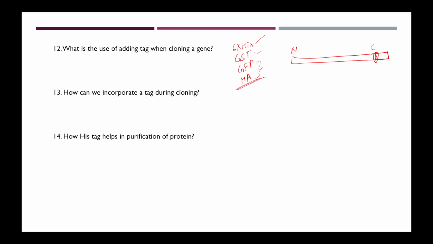This place should be devoid of stop codon so that your tag will come just after the last amino acid of your gene. Then immediately your tag translation should start. Stop codon should be removed and the stop codon should come at the end of this tag, right? So that is the only thing we keep in mind. Whenever you do tagging, if you have to use a C terminal tag, you need to remove the stop codon from your gene so that the tag can come in frame at the C terminal.